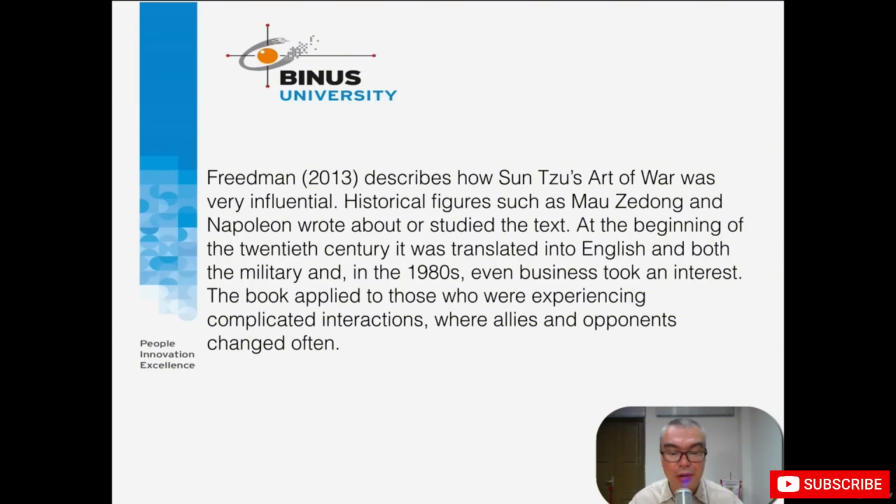Friedman describes how Sun Tzu's Art of War was very influential. Historical figures such as Mao Zedong and Napoleon wrote about or studied the text. At the beginning of the 20th century, it was translated into English, and both the military and, in the 1980s, even business took an interest. The book applied to those who were experiencing complicated interactions, where allies and opponents changed often. Okay, so there you have it. There's some steps, what you need to do for paraphrasing, and we've looked at some examples.